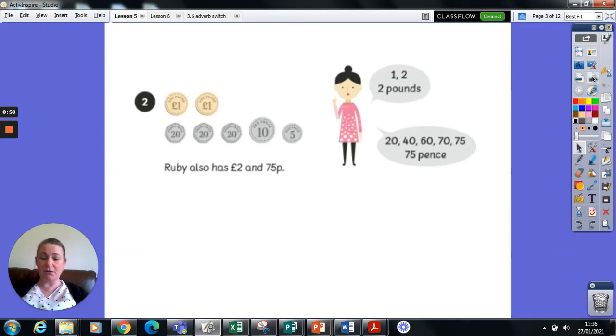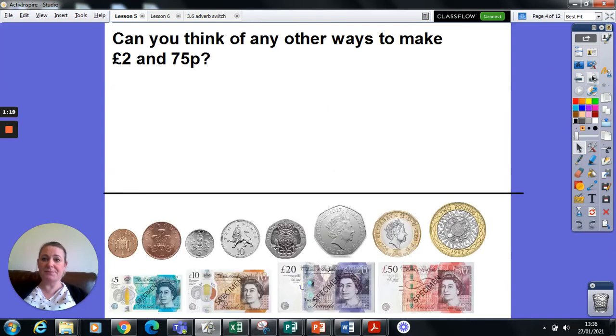Let's now look at Ruby's coins. I can see £1, £2, £2.20, £2.40, £2.60, £2.70, £2.75. So Ruby also has £2.75. They actually had the same amount, but they had different coins to make it.